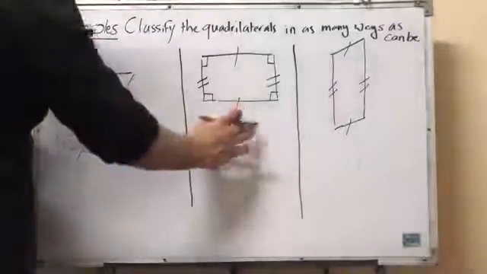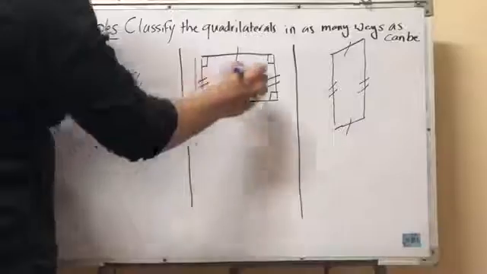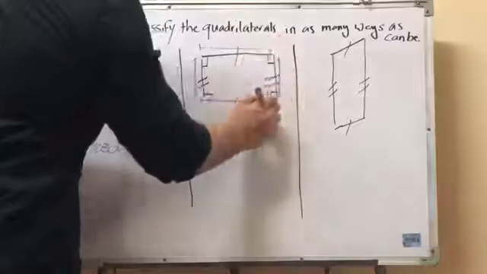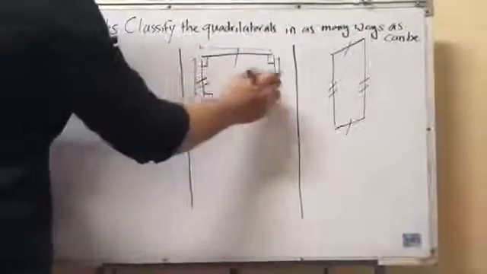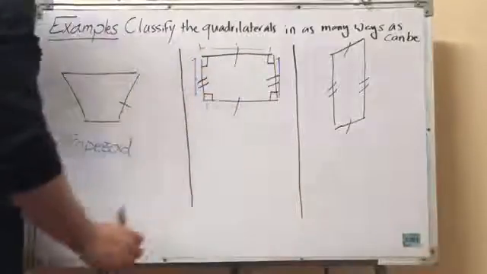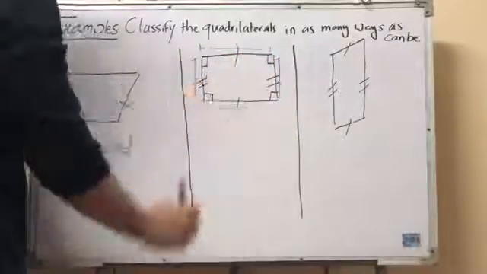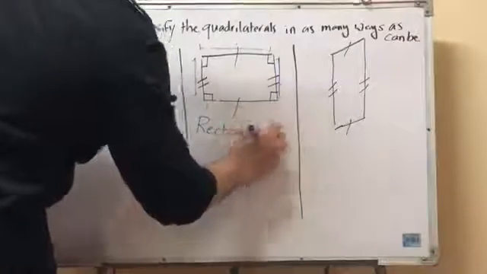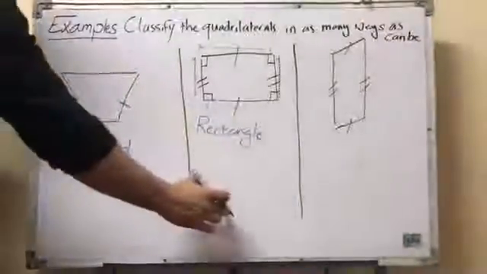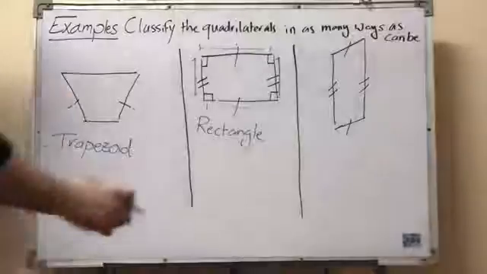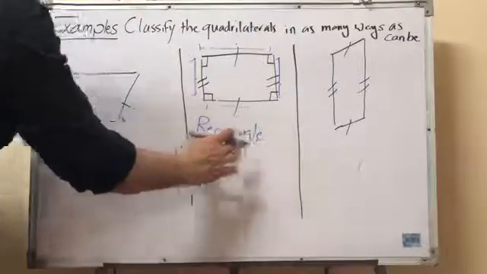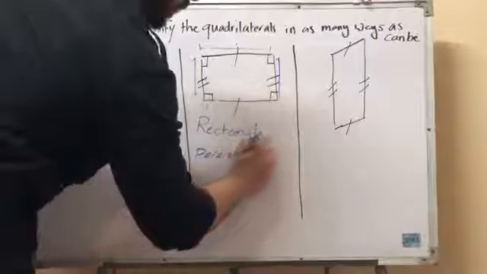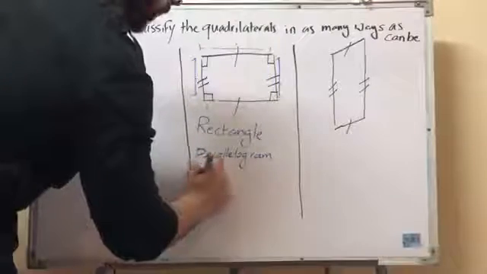Let's take a look at this one. It has at least two parallel sides, and these two sides are parallel as well. The opposite sides are parallel and equal, and all angles are right angles. So this is a rectangle. Remembering the triangle I drew at the back of this board, if it's a rectangle, then it is a parallelogram. And if it is a parallelogram, it is a trapezoid as well.